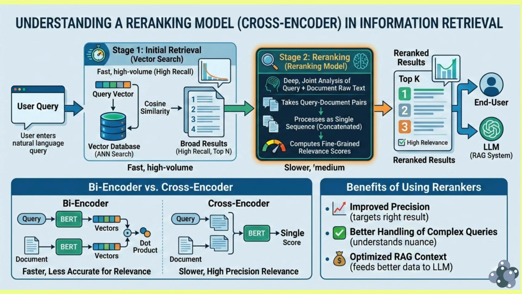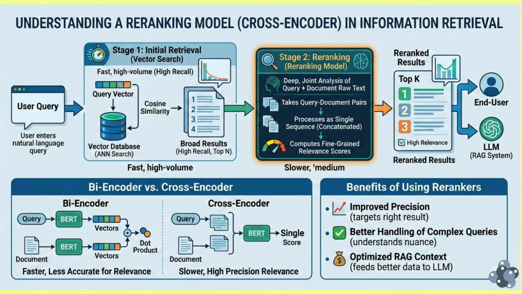Vector search is incredibly fast and efficient for finding documents that are semantically similar to a query. However, the initial retrieval often prioritizes recall, which is finding a broad set of potentially relevant documents, and may sometimes miss the most contextually relevant result for a specific nuanced query. So let's talk about the first initial retrieval stage.